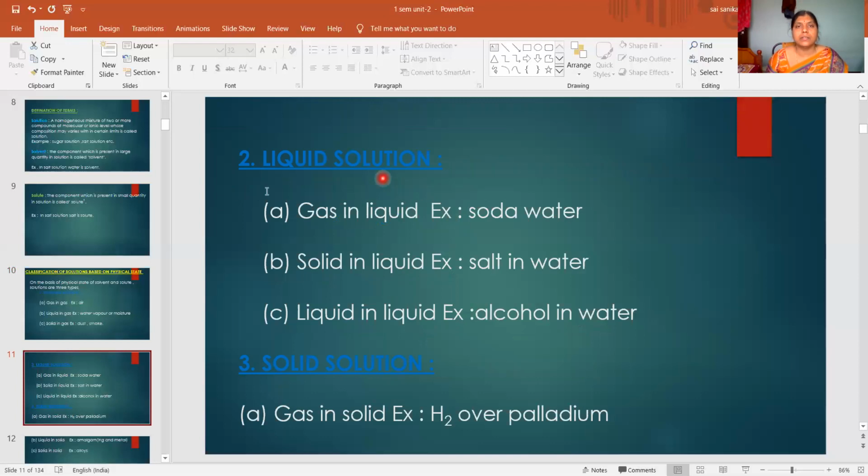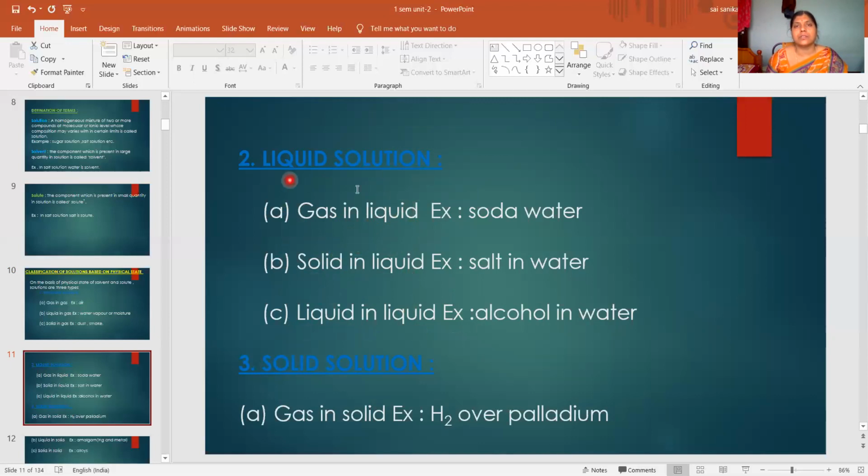Then come to liquid solutions. So what are the liquid solutions? The solutions in which liquid is solvent and solute may be gas or solid or liquid. Always liquid will act as a solvent. That means liquid quantity will be more and this solute changes. Sometimes gas will act as solute, sometimes solid will act as solute, and sometimes liquid will act as solute.